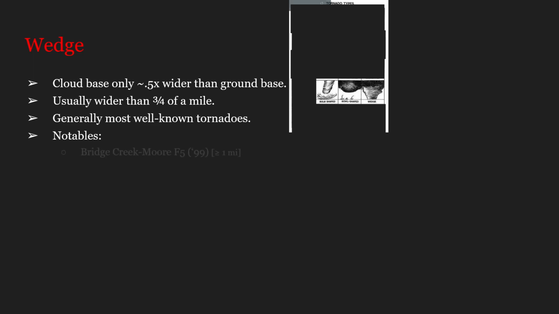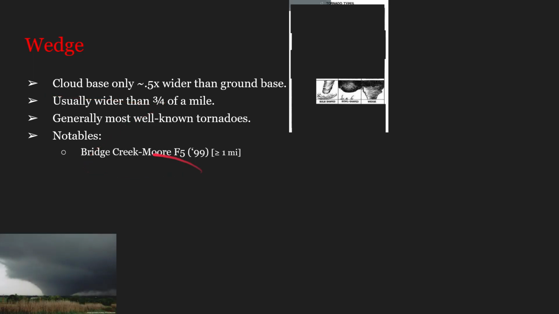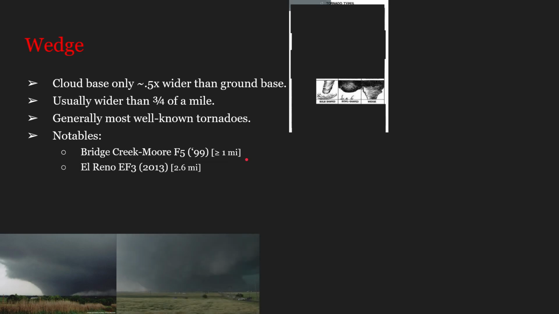Some notable wedges include the Bridge Creek Moore F5 in Oklahoma from 1999. This tornado was equal to or more than, I should say, 1 mile wide at its widest. This thing was also very consistent in strength, or in size, I should say, not in strength. Next is the El Reno, Oklahoma EF3, or if you want to go off Doppler indicated wind speeds, which you should, it was an EF5. This is from 2013 again, and is the widest tornado ever at 2.6 miles wide.